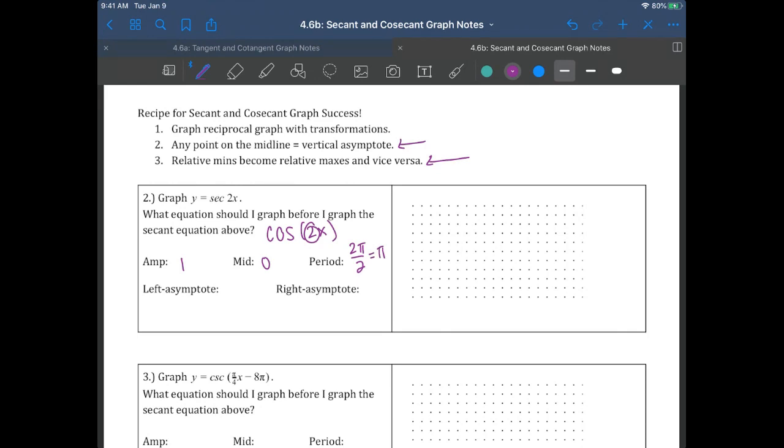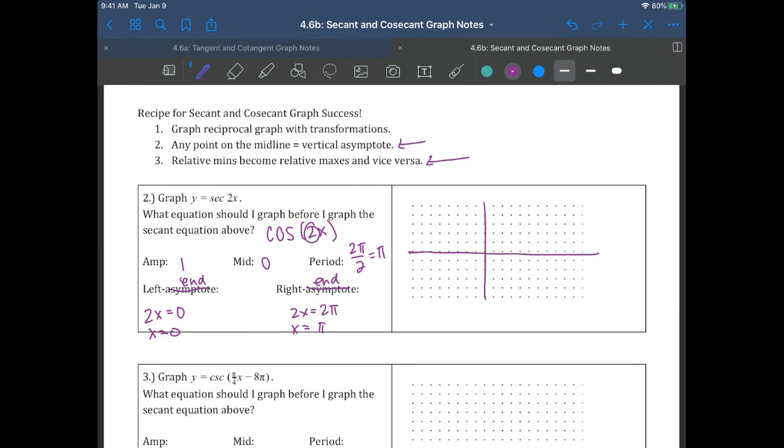The left end of the cycle, and the right end of the cycle: 2x is equal to 0, and 2x is equal to 2 pi, our normal cycle. So x is equal to 0, and x is equal to pi. So go ahead and start that.